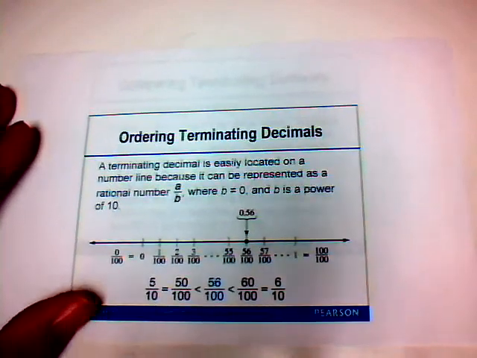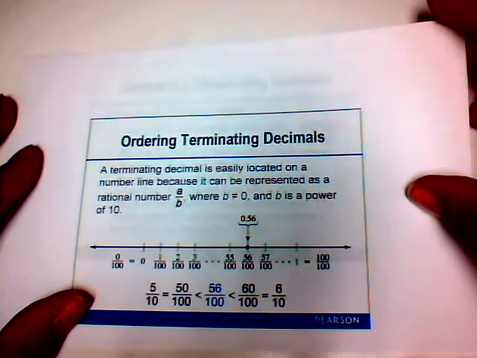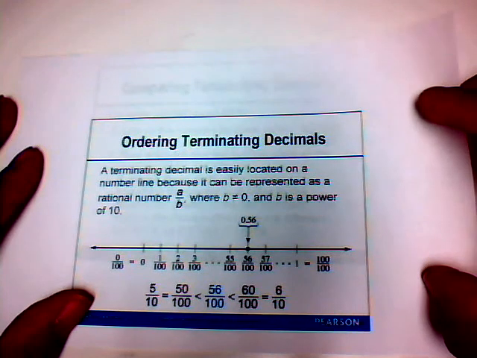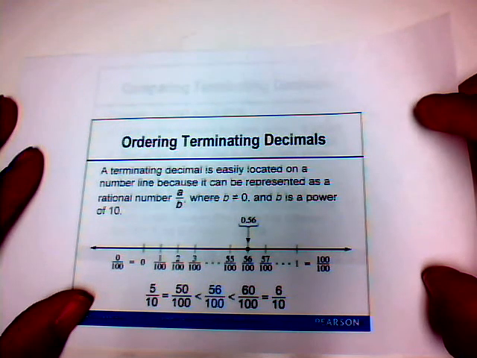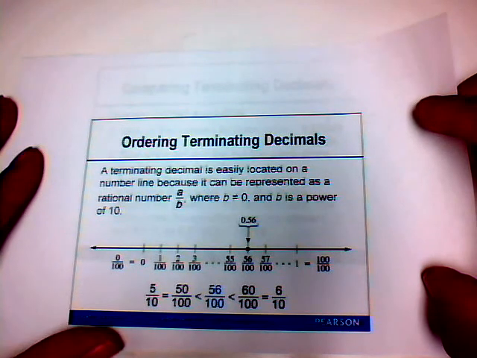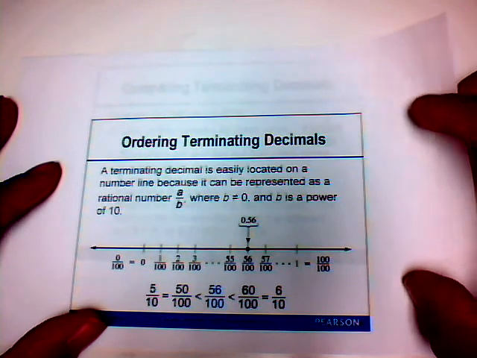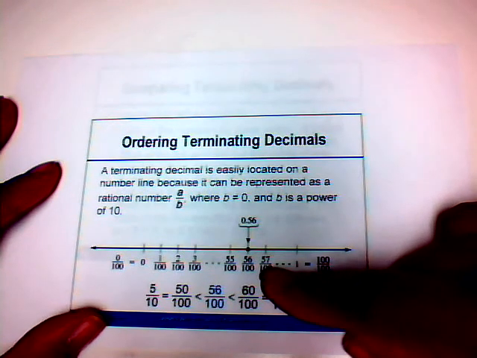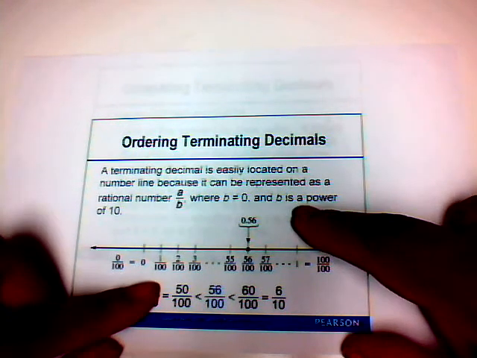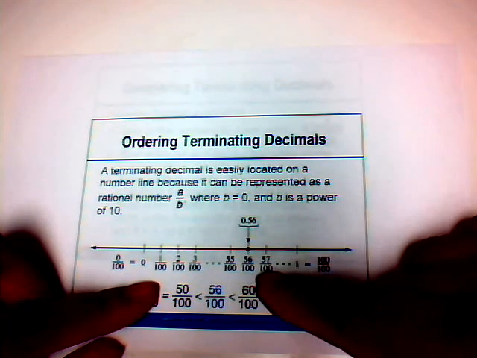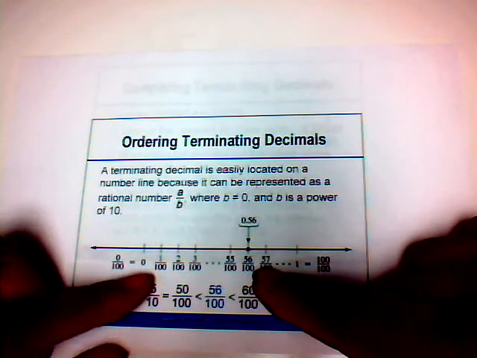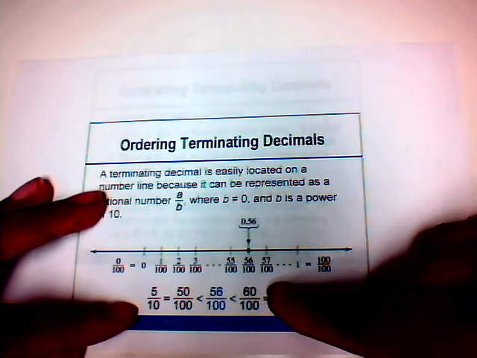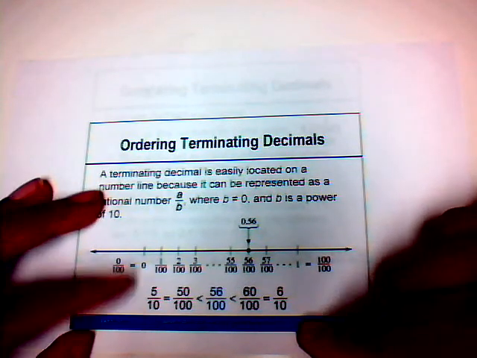Now we can order terminating decimals from least to greatest or from greatest to least. A terminating decimal is easily located on a number line because it can be represented as a rational number a over b, where b is not equal to 0 and b is a power of 10, like 0.56. Here in this case, 0.56 as a rational number would be 56 over 100, which is bigger than 50 over 100, or 5/10, but less than 60 over 100, or 6 over 10.